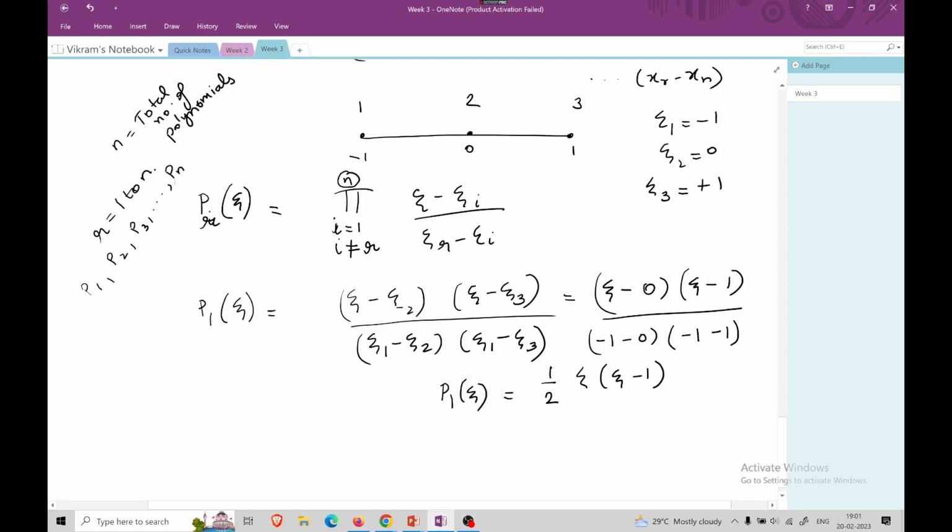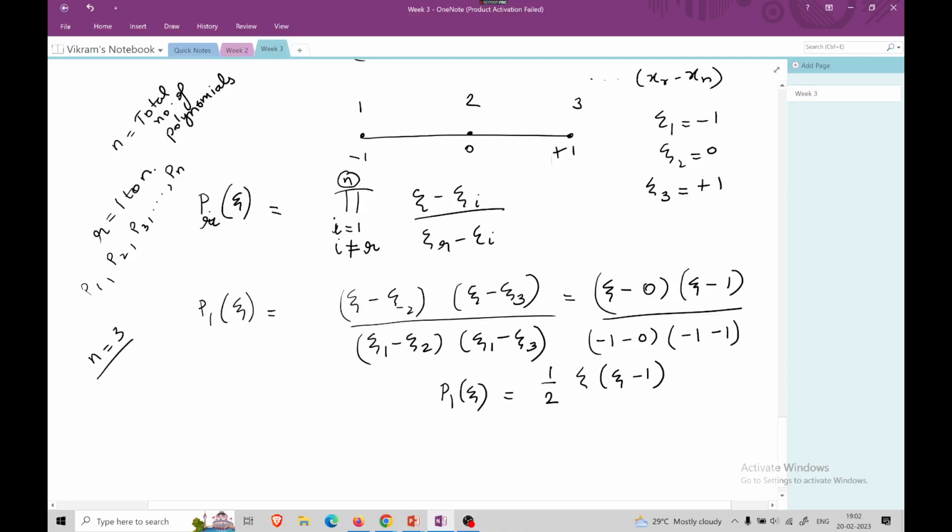So here what you can see is, my n is equal to 3. Since I have 3 points, I have 3 polynomials. So the first polynomial will correspond to minus 1, the second polynomial will correspond to 0, the third polynomial will correspond to plus 1. So this is the formula for p1.